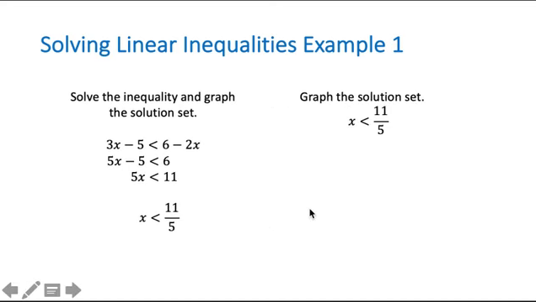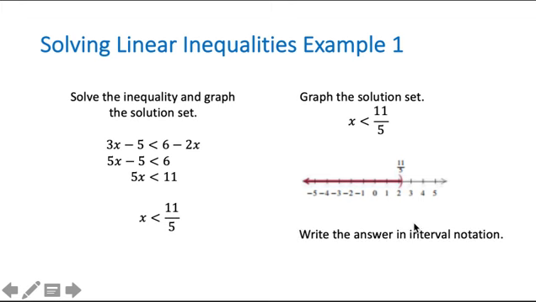Now, what changes with inequalities is now we have to graph that solution set. So the solution set is going to be all those numbers that are less than 11/5. So this is what that looks like on a number line. So label 11/5, and we use a parenthesis to indicate that we're not including that number 11/5. Okay, so the parenthesis is what you use when it's a less than symbol. Okay, that means we're not including 11/5. It's all the numbers up to 11/5, not including 11/5.